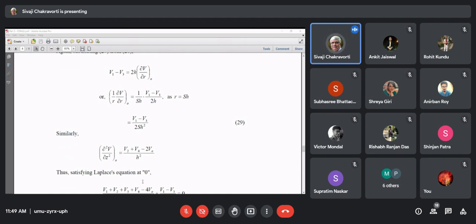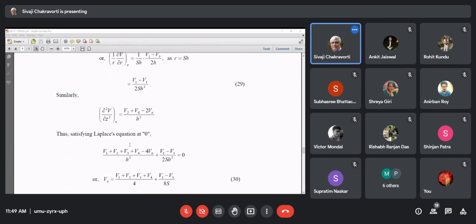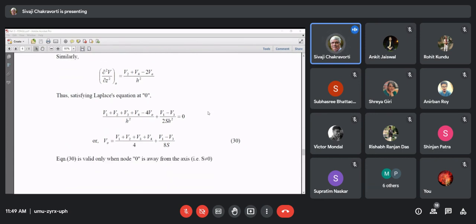Then similarly, I have del 2v del z square. Putting everything together and satisfying the Laplace's equation, we can see this is equation 30. It's called the FDM equation for axisymmetric system with equal nodal distance. Here again, you can see this involves only scalar quantities, that is potential, and s is a dimensionless quantity. So it's a linear equation involving scalar.